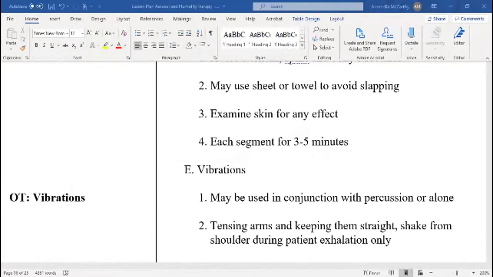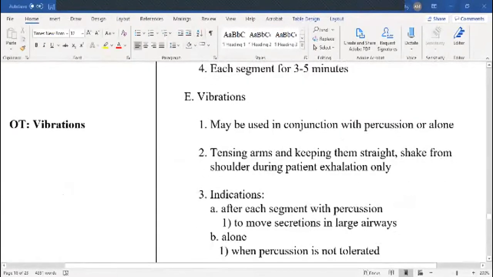It may be used in conjunction with percussion or just done alone. If they can't stand percussion, you can just shake them, all right? But how do you do it? What's number two say?